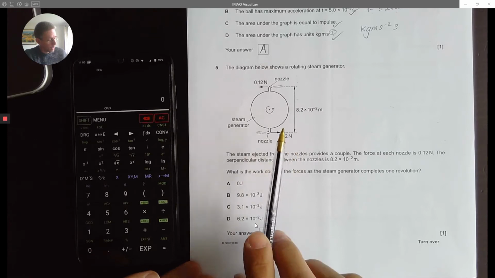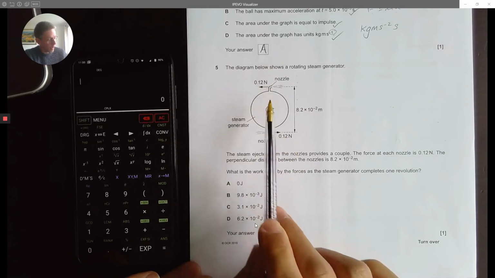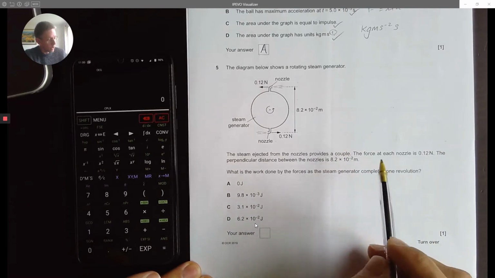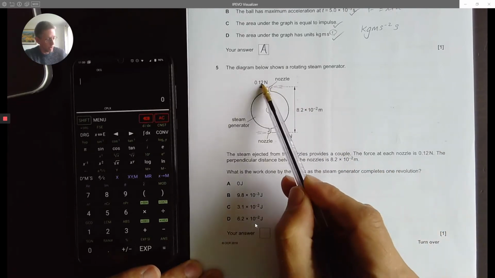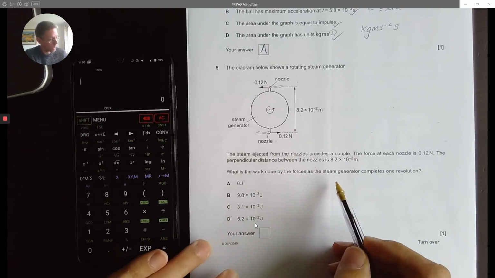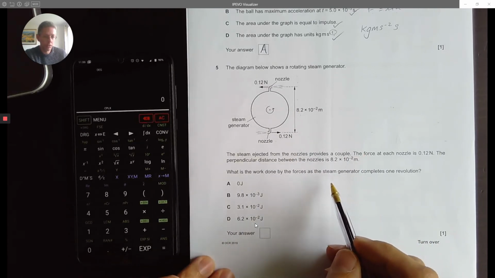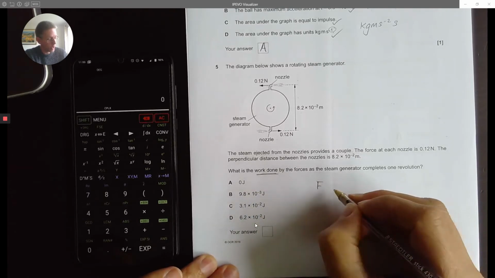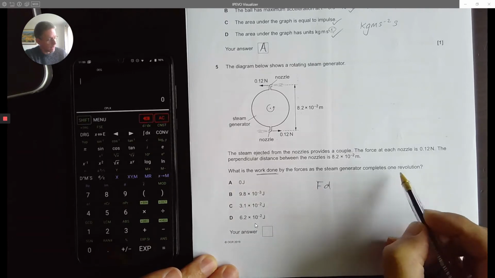There are two forces, and it's telling us that it's a couple. And so we might start thinking about multiplying the force by the distance to get the total moment, but that's not actually what the question wants us to do here. So make sure you read the question properly and don't get carried away. So what they want is the work done, which we know is force times distance, and it's 1 complete revolution.